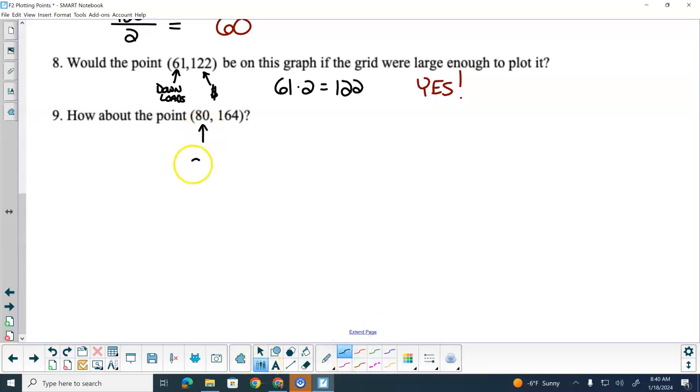So this number, we need to multiply by 2, and you said we got 160, right? Are these two numbers the same? No. So that's why it's not. Because this number would have to be 160 in order for it to be on our graph. Okay? I think that's it, right? Yes, it is.